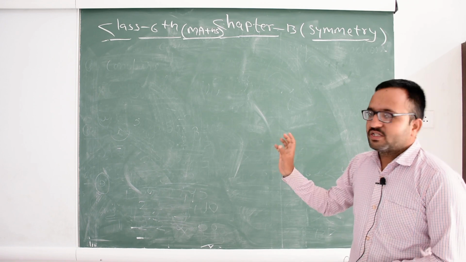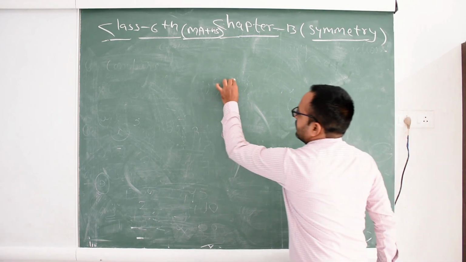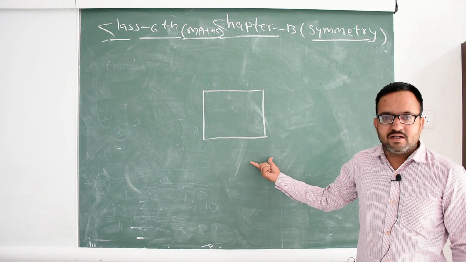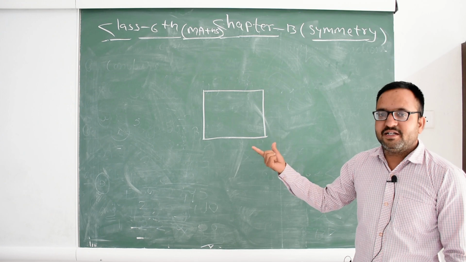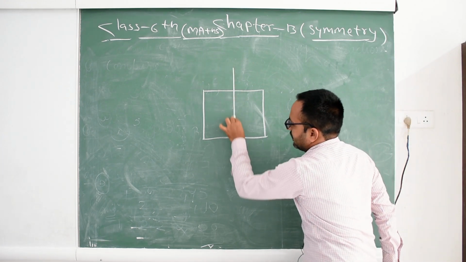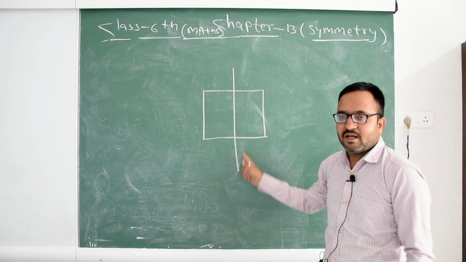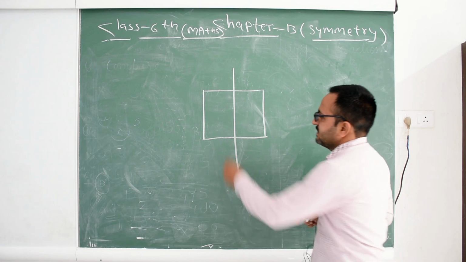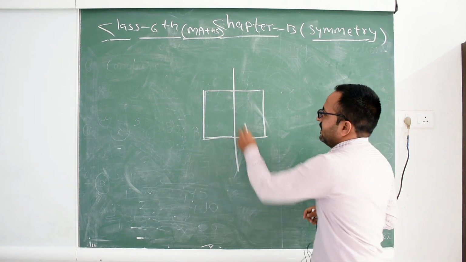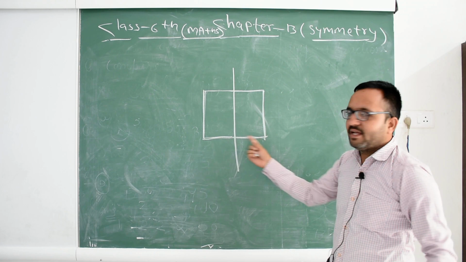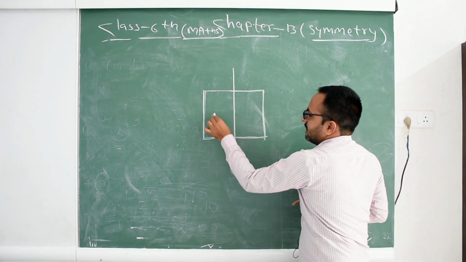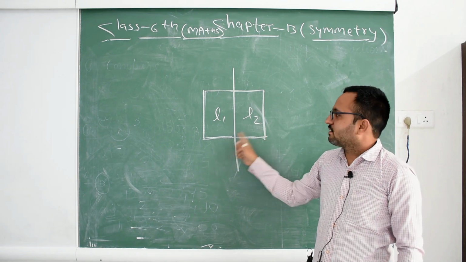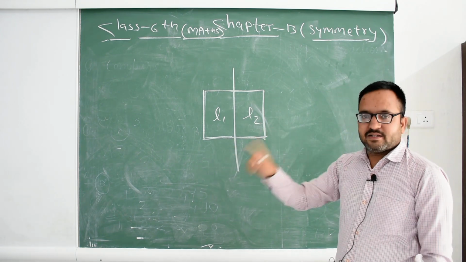For this, first we draw a figure, like a square. Square is a figure. And what is symmetry? Symmetry means if we draw a line and this figure is divided into two equal shapes, that means this portion and this portion look the same, that means figure L1 and figure L2 are both the same. This is called symmetry.